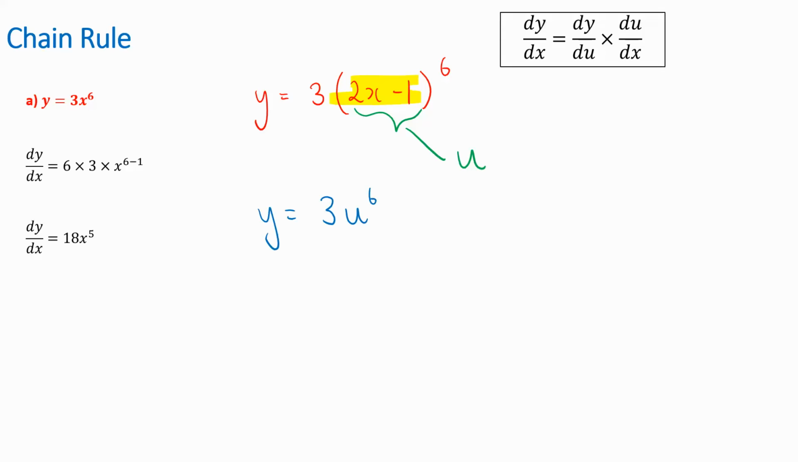This is 18u to the power 5. Good. 18u to the power 5, but the notation would be delta y, delta u. Okay? So in this case here, you would say it would be delta y, delta u, and this is 18u to the power 5. Because you knew that was 18x to the power 5, then now it will be 18u to the power 5. The notation, instead of delta y, delta x, is now delta y, delta u. Because it's changing y, changing u. This is changing y, changing x.